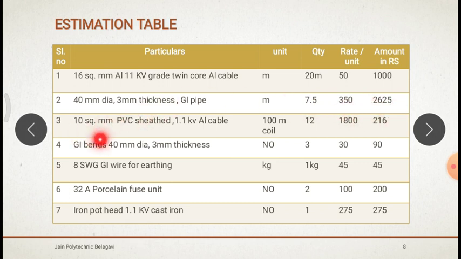Next is the 10 square mm PVC sheath aluminum cable. A 100 meter coil is available in the market, and for that it is 1800. How much is it for 12 meter? You have to calculate and write that. The GI bands, of the same diameter, we require 3. For 1 GI band it is 30 rupees, so 3 for 90. Earthing wire, 1 kg is 45 rupees. For fuse, each fuse is 100 rupees, so 2 fuses are 200 rupees. The iron potted is 275 rupees for single phase.